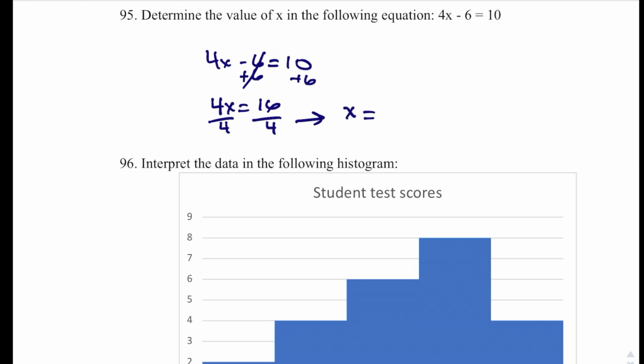Determine the value of x in the following equation. 4x minus 6 equals 10. Again, we want to put x on one side of the equation, so we're going to add 6 to both sides. 4x equals 16, divided by 4. X equals 4. And that is our answer.